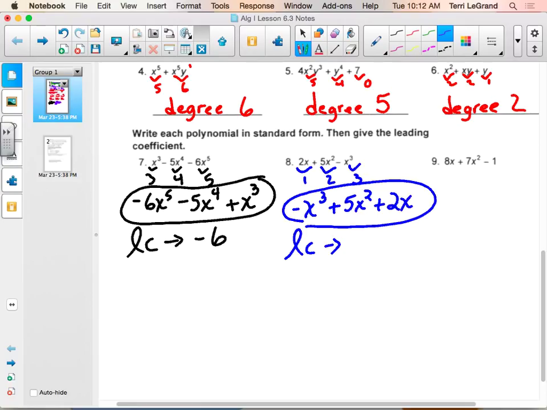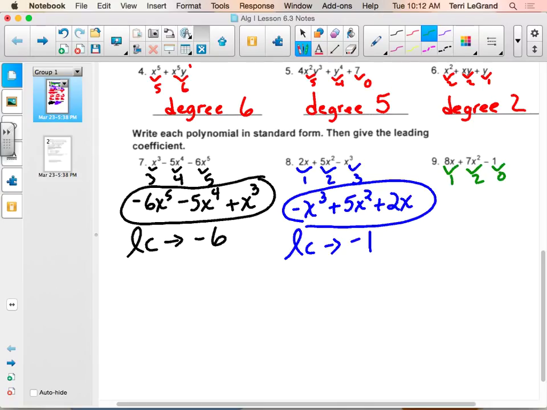Do you agree with standard form the way I have it? Mm-hmm. Negative x cubed plus 5x squared plus 2x. What's its leading coefficient then? Negative 1. There's an invisible 1 between that negative sign and that x cubed, so our leading coefficient is negative 1. Okay, go ahead and finish up. You might not have gotten this one done yet.